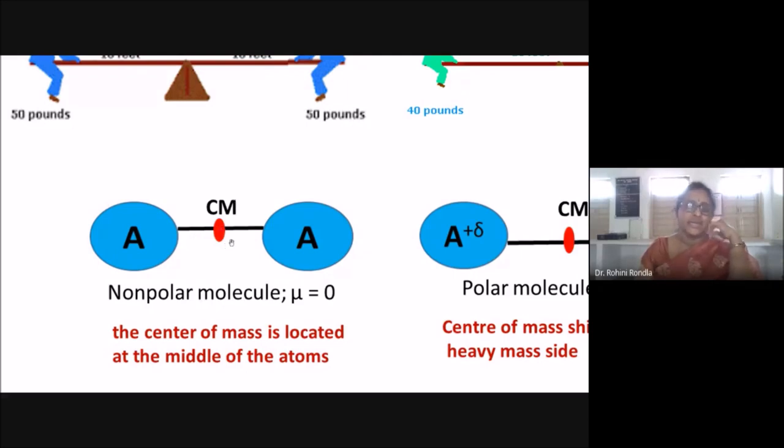That is why center of gravity will be located at the middle of the bond for non-polar molecules or diatomic, homodiatomic molecules. Suppose H2, N2, O2, Cl2, bromine molecule ఇలాంటివి తీసుకున్నప్పుడు center of gravity మధ్యలోనే ఉంటుంది. ఎందుకంటే zero electronegativity difference. Okay, the center of mass is located at the middle of the atoms.